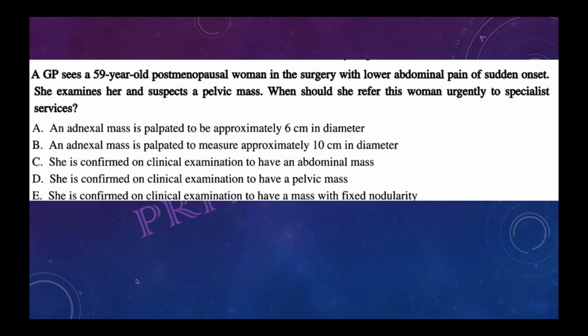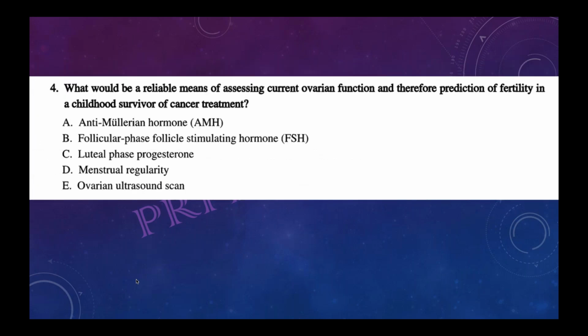Now, a GP sees a 59-year-old postmenopausal woman with lower abdomen pain. The GP examines and suspects a mass. In what condition should she be referred to specialty services? Yes, mass with fixed nodularity.